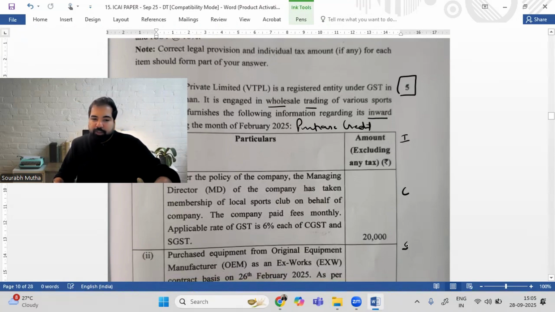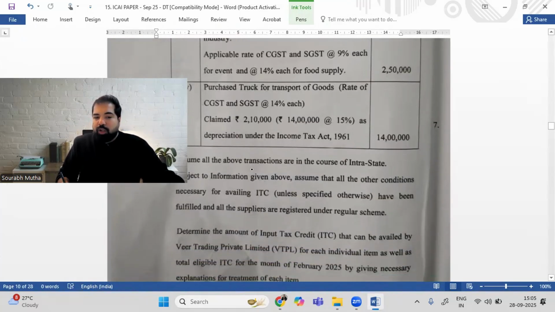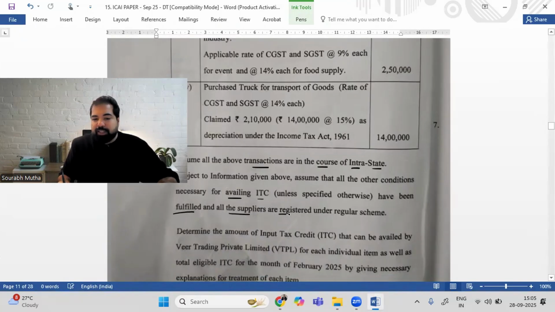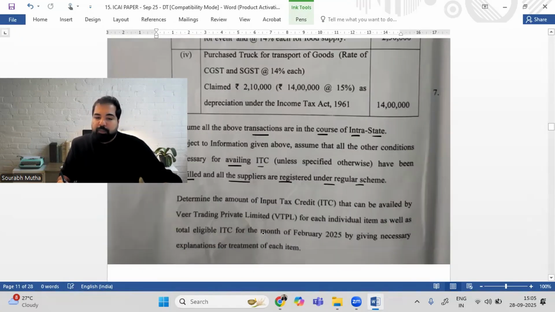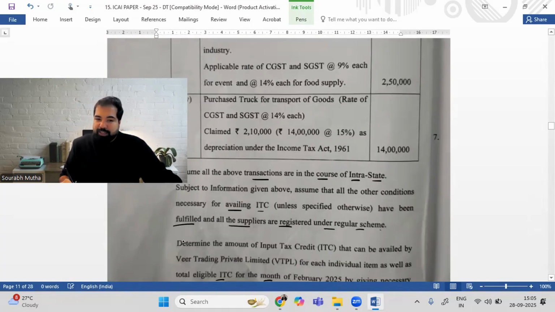Let's see how much credit you will get. Let's see if there's some additional point or what if they ask you. Assume all the above transactions are in the course of intrastate supply, that means CGST and SGST. Subject to information given above, assume all other conditions necessary for availing ITC have been fulfilled. That means you have received the goods, all conditions are fulfilled, and all the suppliers are registered under the regular scheme. Determine the amount of ITC that can be availed by V Trading for each individual item, as well as the total eligible ITC for the month of February, again by giving necessary explanation.